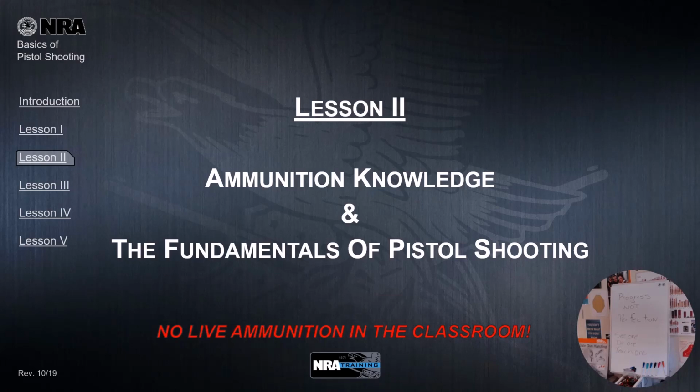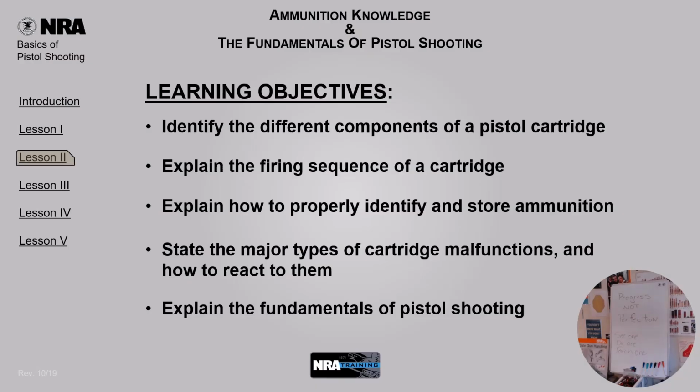All right, lesson 2, ammunition knowledge and fundamentals of pistol shooting. Learning objectives: identify the different components of a pistol cartridge. Explain the firing sequence of a cartridge. Explain how to properly identify and store ammunition. State the major types of cartridge malfunctions and how to react to them. Explain the fundamentals of pistol shooting.